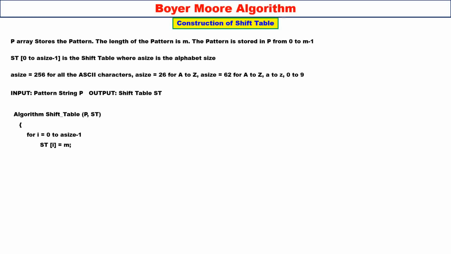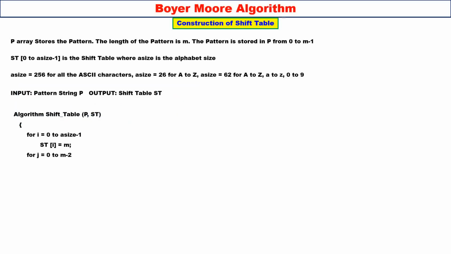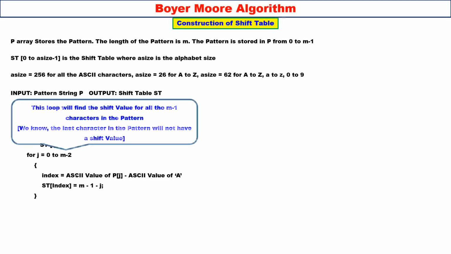So 0 to ASize minus 1, meaning for all the characters, we initialize the length of the pattern. This loop will initialize M, which is the length of the pattern, for all the characters in the shift table. And we know the shift table will have ASize characters. Already we have seen this example. Now, for J equal to 0 to M minus 2, index is equal to ASCII value of P of J minus ASCII value of A. ST of index is equal to M minus 1 minus J.